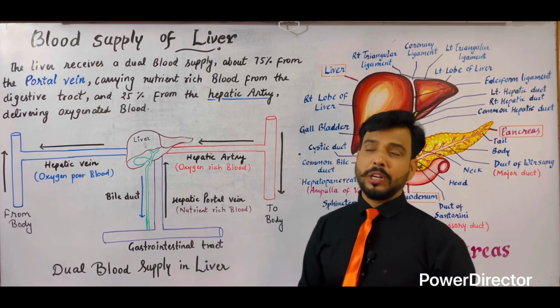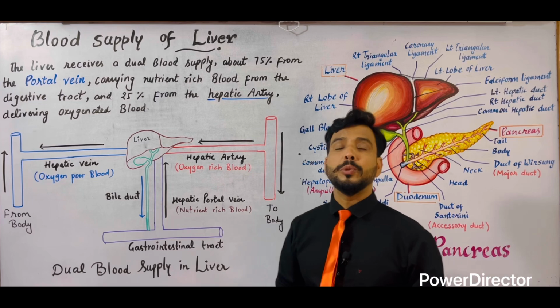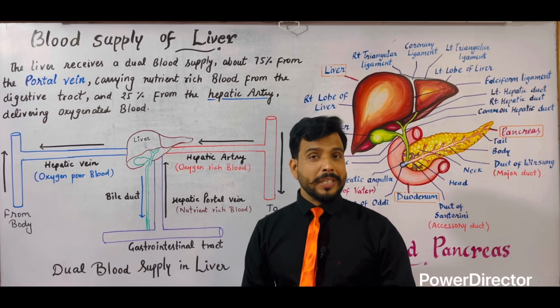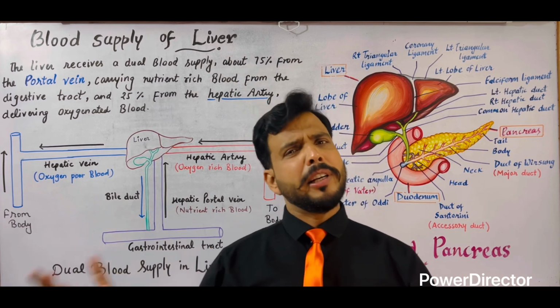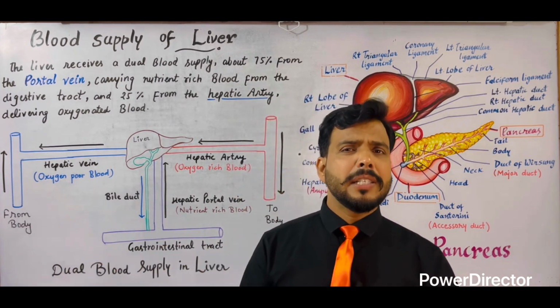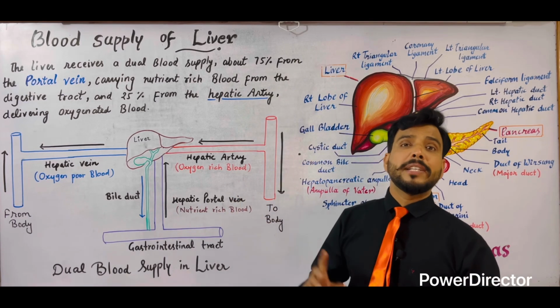Students, now we will talk about the blood supply in the liver. So the liver is a unique organ of our body which receives a dual blood supply. It is surprising to know that generally all the organs receive a single blood supply, but in the case of the liver it receives a dual blood supply.